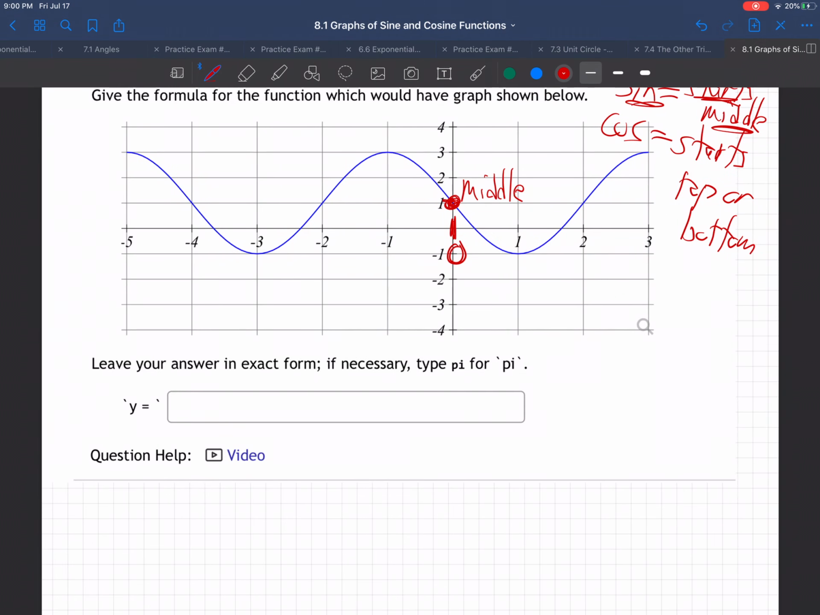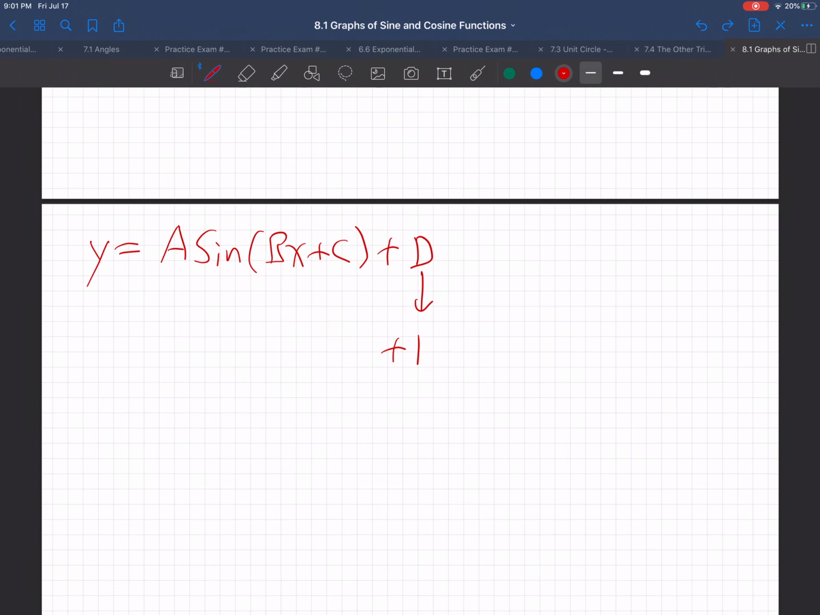So let's put that on our graph. Right through the middle here. There it is. So that's the middle of the graph, which is at positive 1. And as I said already, the graph goes above that and below that by 2. That's the amplitude. So that's A. So we've got the amplitude, and we've got the D, the middle. So this is the middle height, and this is the amplitude, which is how far above and below.